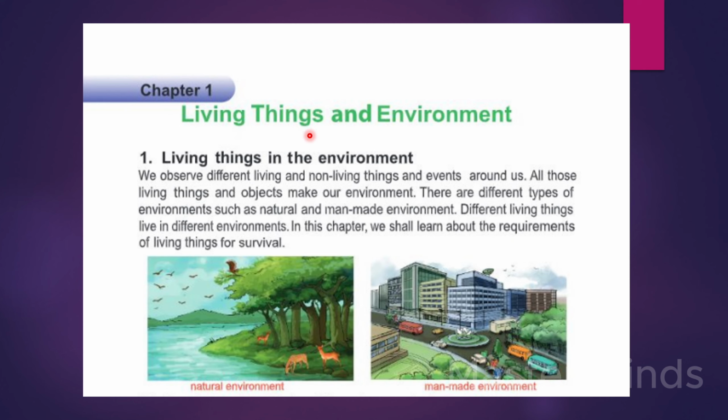Chapter 1: Living Things and Environment. 1. Living things in the environment. We observe different living and non-living things and events around us. All those living things and objects make our environment. There are different types of environments such as natural and man-made environments. Different living things live in different environments. In this chapter, we shall learn about the requirements of living things for survival. Natural environment, man-made environment. See the pictures.